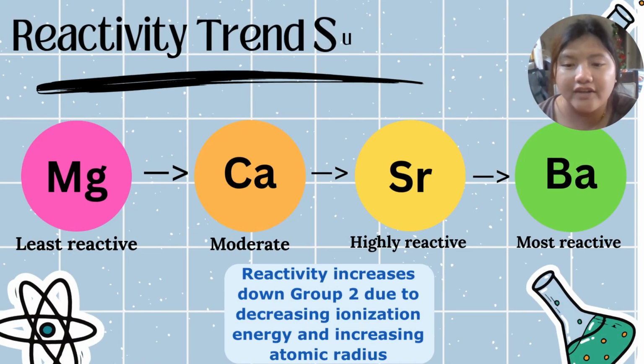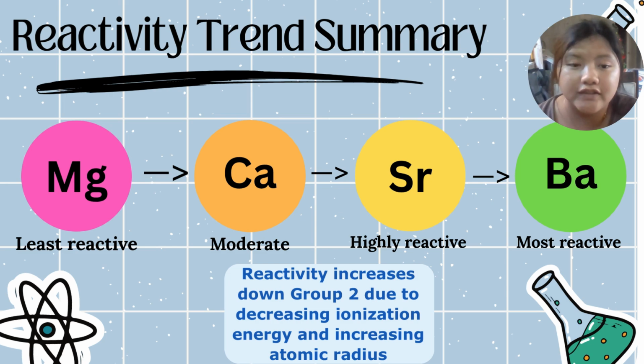As you can see here on screen, we have the reactivity trend summary, from the least reactive down to the most reactive. We have four elements that belong to group 2 alkaline earth metals: magnesium, calcium, strontium, and barium. The magnesium is the least reactive. The calcium is moderate. The strontium is highly reactive. And last is the barium, the most reactive, due to the decreasing ionization energy.